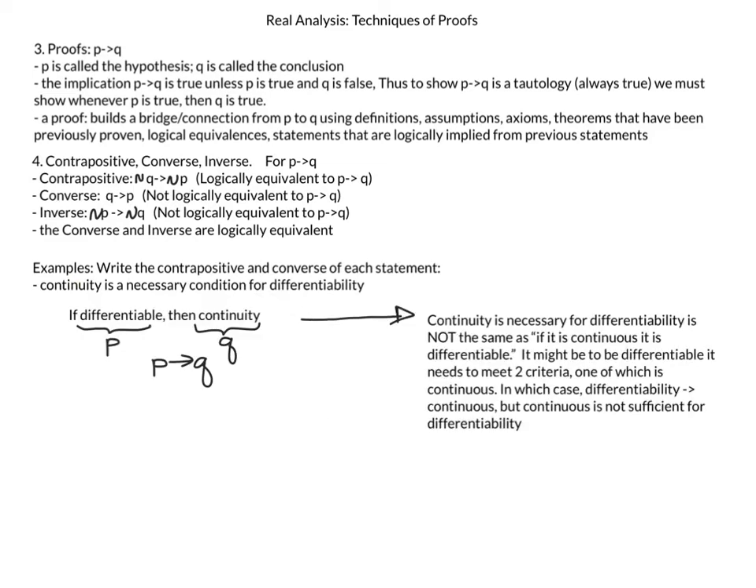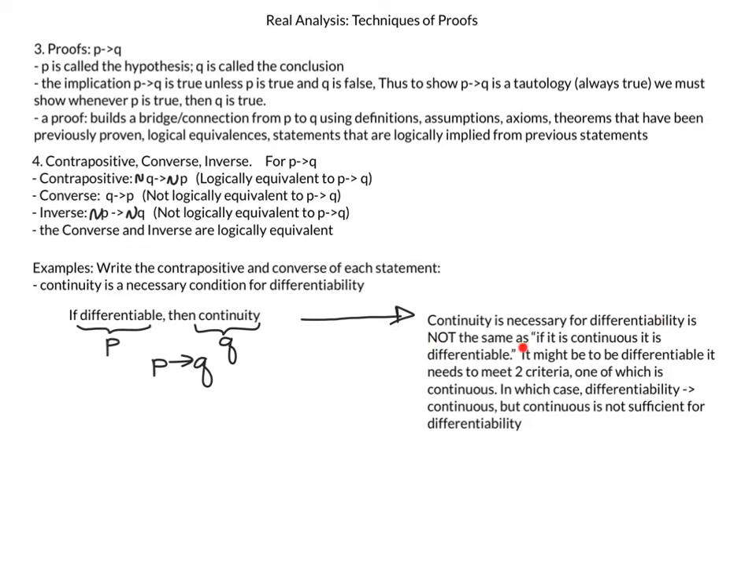Last is continuity is a necessary condition for differentiability. So the implication is if differentiable, then it's continuous. So differentiable is P, continuous is Q. P implies Q. And I look at this because continuity is necessary for differentiability.